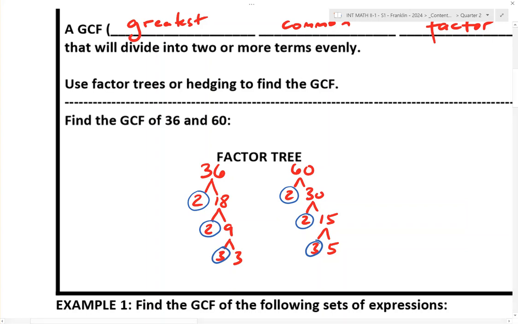And so to use that to find the GCF, just multiply those three numbers together. 2 times 2 times 3, and that equals 12. So 12 is the GCF of 36 and 60 because it's the biggest number that divides into those two numbers evenly. 12 times 3 is 36, and 12 times 5 is 60.